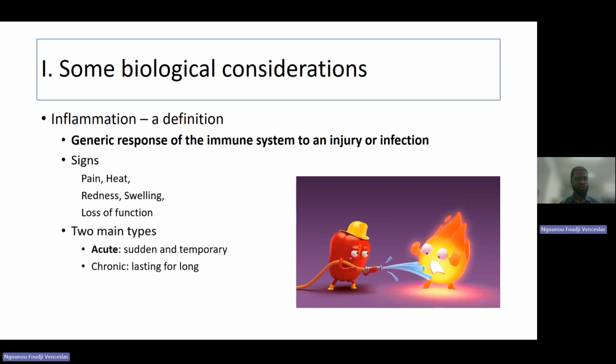But what I would like to say here is that there are two types or two stages of inflammation. The first one, the acute one, is sudden and lasts just for a few days. And in case the immune system does not succeed to resolve the issue, then we will move to the chronic stage of the inflammation, which lasts generally many months or even years.